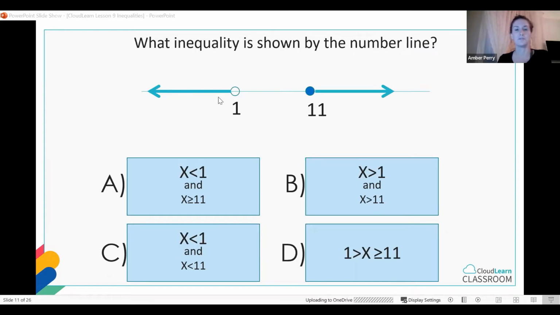Because we've got two different inequalities, we are going to have two different things, okay? It cannot be D, because it's actually not in between the inequalities. So X is not in between 1 and 11, so therefore it cannot be D. It has to be two separate things. So let's have a look at the two separately. We've got X here is less than 1, and not equal to 1. So X is less than 1 could be either A or C.